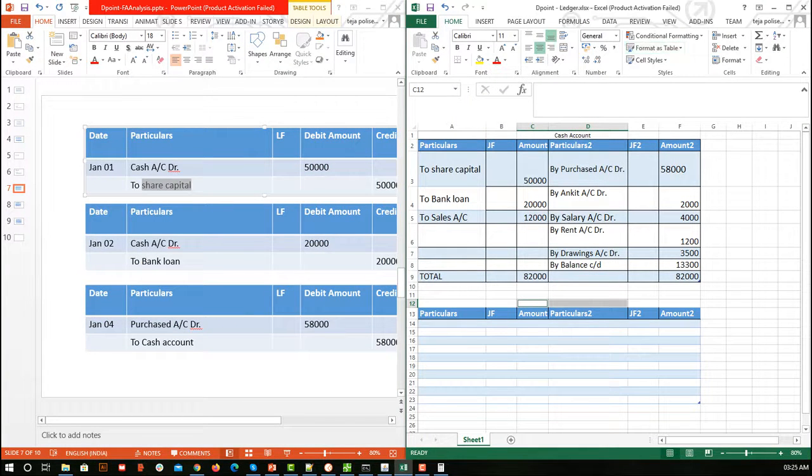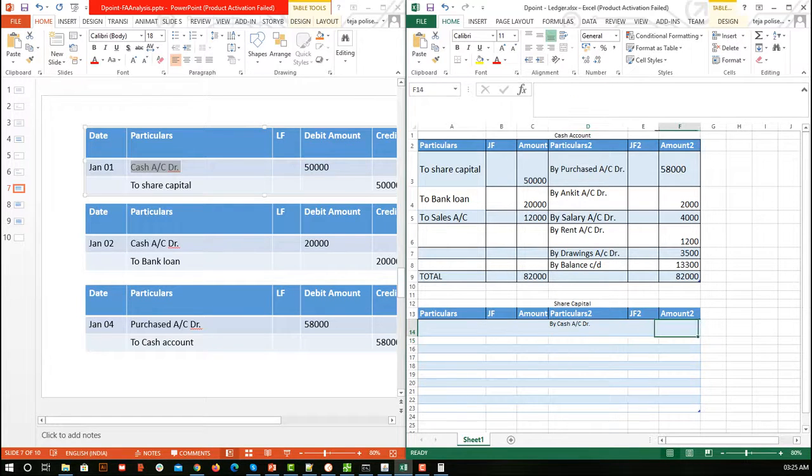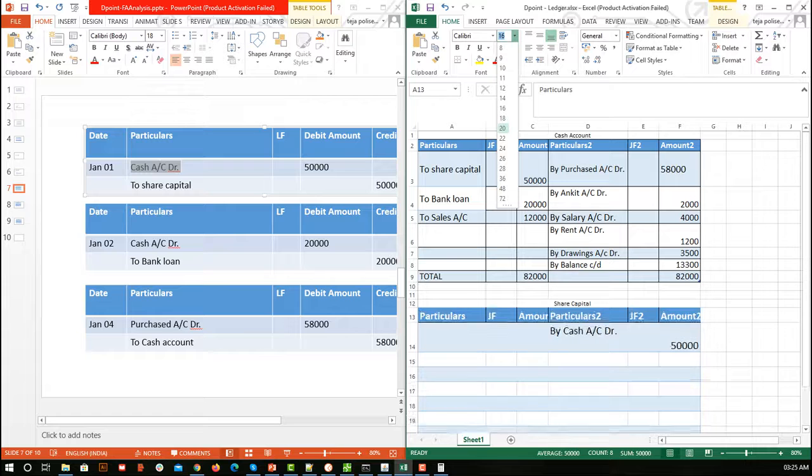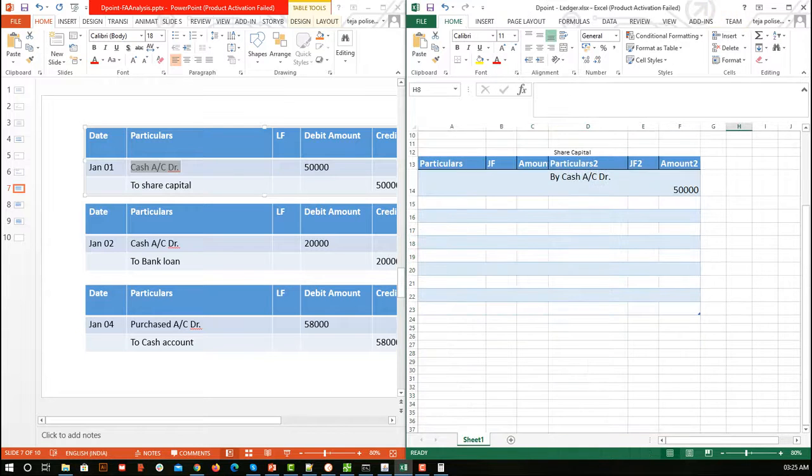Okay, so now focusing on share capital. If we see, we have share capital here, so we have the account. Account means it is on the debit side, so we are going to write by and then our amount. What is the amount? It is 50,000. I hope this is visible to you, otherwise let me zoom in. Okay, so we are done with this 50,000.